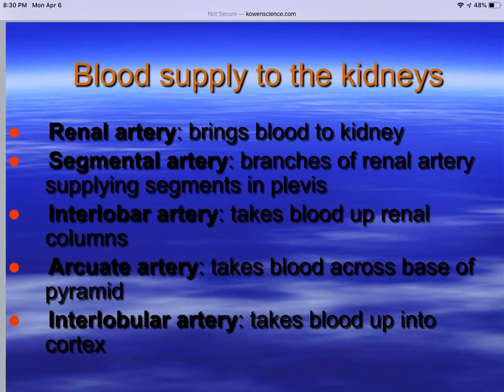Kidneys get a blood supply. The renal arteries are what bring the blood to the kidneys. The renal veins are what take the blood away from the kidneys. The renal arteries are going to branch. The first branch of the renal arteries are the segmental arteries. Segmental arteries are going to supply segments in the pelvis area of the kidney. The interlobular arteries take blood to the renal columns. The arcuate arteries are going to take blood across the renal pyramid, and then the interlobular arteries take blood into the cortex.